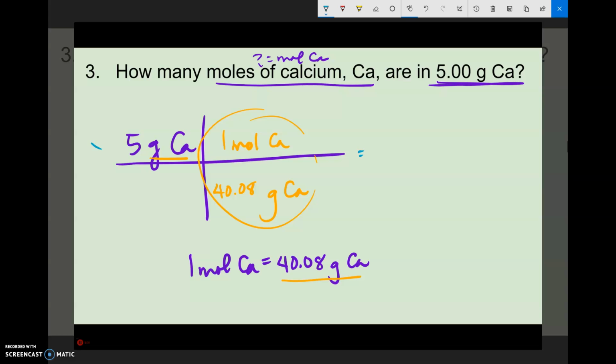Okay, remember again, anything above this line we multiply, anything below the same line we divide. So here we're doing 5 grams. So 5 times 1 divided by this 40.08. Okay, it's kind of redundant. We really don't need to times by 1 because that would be the same number. So if you don't want to do that, you don't have to. You can just say 5 divided by the 40.08, which is going to be 0.12 moles of calcium.